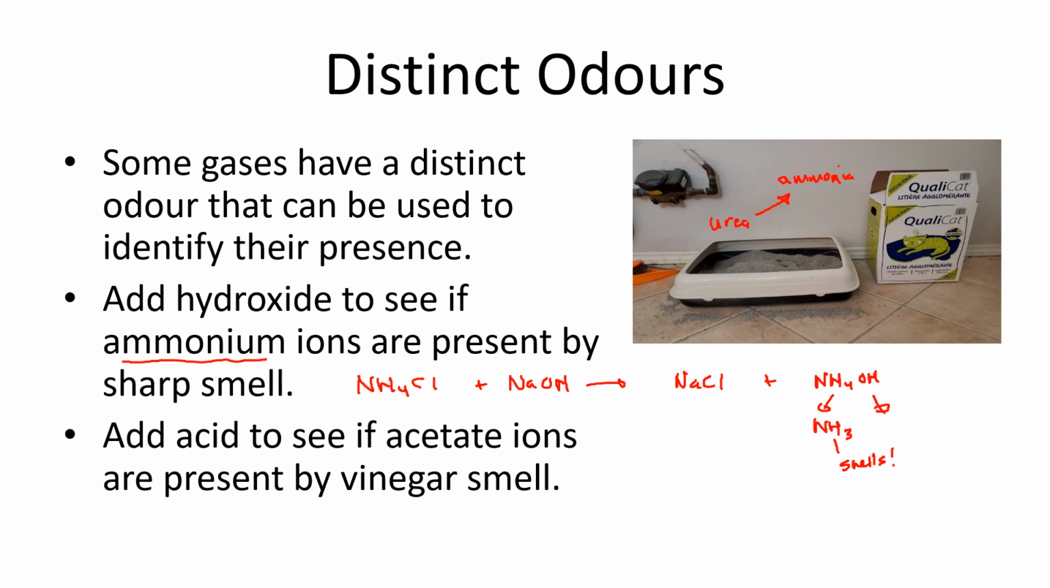Another distinct smell that most people can identify is that of vinegar. And vinegar is due to acetate ions. So let's say you have some sodium acetate in a solution. And if you add any acid, hydrochloric acid is an example, you'll end up with sodium chloride and then the acetic acid. And acetic acid is vinegar, or vinegar is just a dilute solution of acetic acid. So you'll definitely be able to smell that as well. So there's two very distinct smells that you can tell right away if they are a part of your mystery compound.